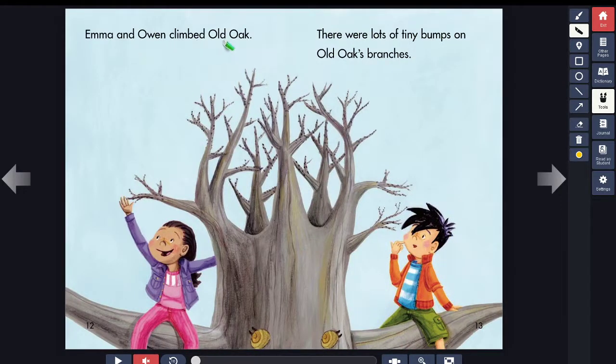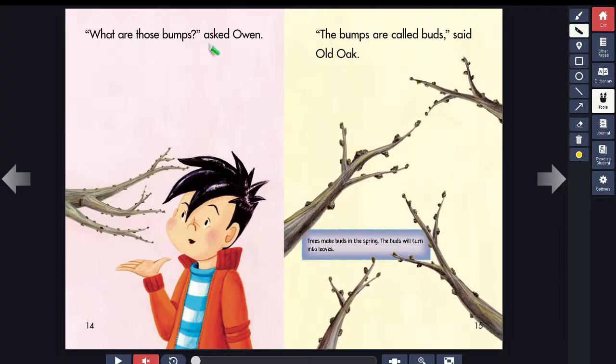Emma and Owen climbed Old Oak. There were lots of tiny bumps on Old Oak's branches. Ooh, I remember hearing that question that we needed to find out what the tiny bumps are. I wonder if the next page will tell us. "What are those bumps?" asked Owen. "The bumps are called buds," said Old Oak. There's our answer. The bumps are called buds. So what are the bumps on Old Oak's branches? Trees make buds in the spring. The buds will turn into leaves.